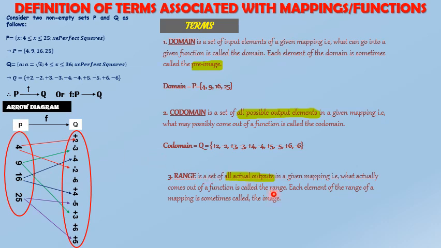So in that case now, that's why we said each element of the range of a mapping is sometimes called the what? The image. So these two now is an image. Image of what? Image of 4. 4 is the pre-image, 2 is the what? Is the image. Or we say plus 2 here is a member of the range. Then minus 3 is also a member of the range. Unlike plus 6. Plus 6 can never be a member of the range because it is not associated with any of the input elements.